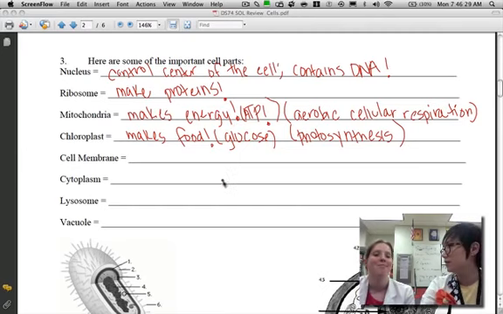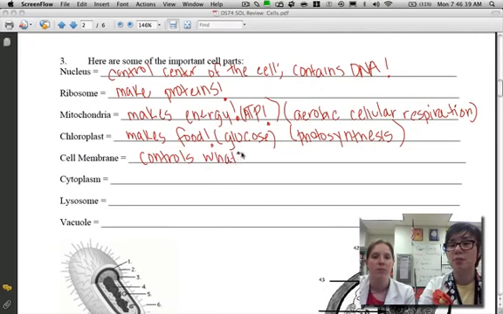All cells have a cell membrane. And what's the cell membrane's job? The cell membrane is the door. It controls what enters and exits the cell. So another way of thinking about it, we can say that the cell membrane basically maintains homeostasis. So it maintains balance for the cell.